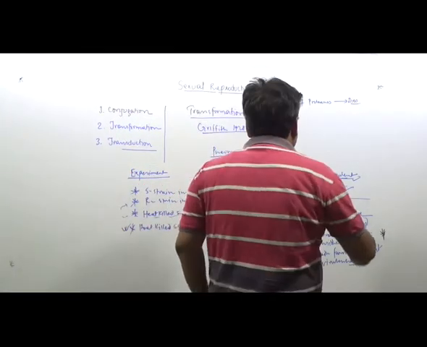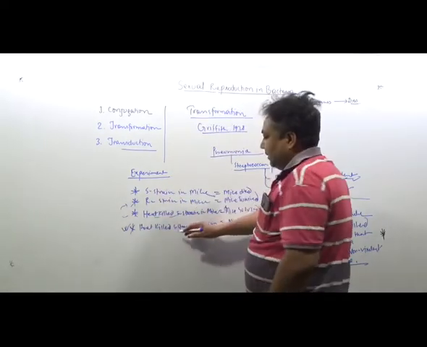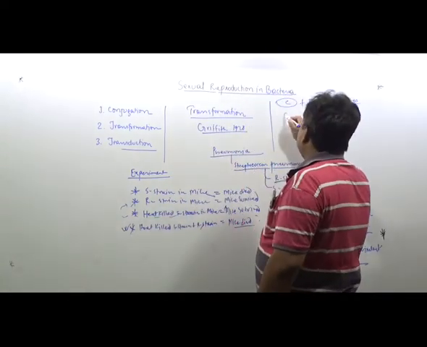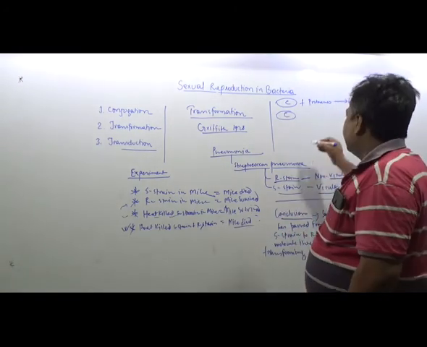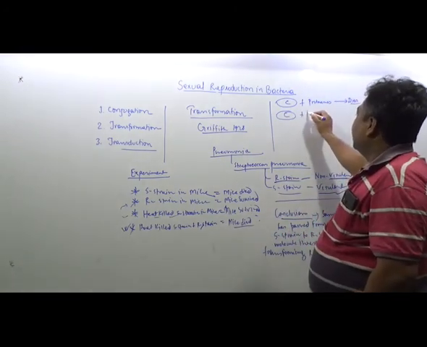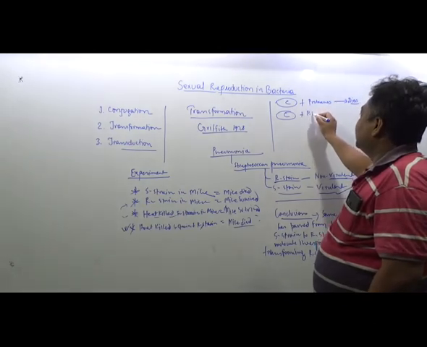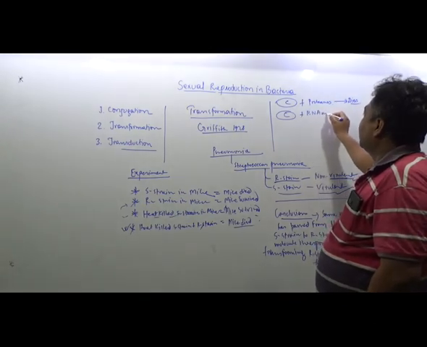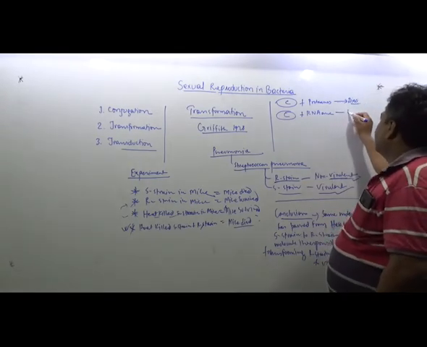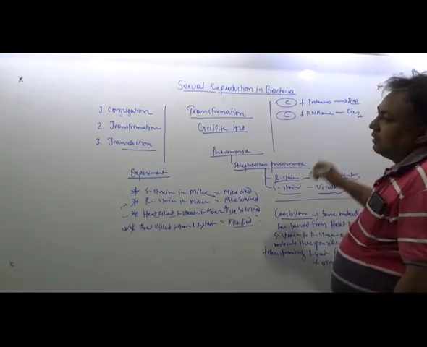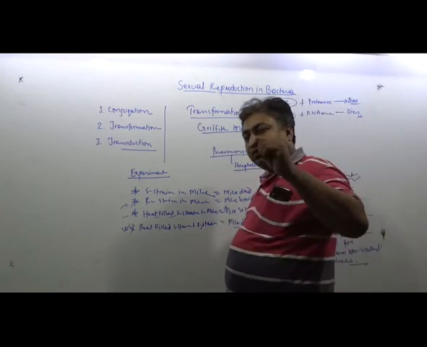Then this combination, that means heat killed S strain plus live R strain, is treated with RNAse. Then also mice die. That means RNA is not passing.